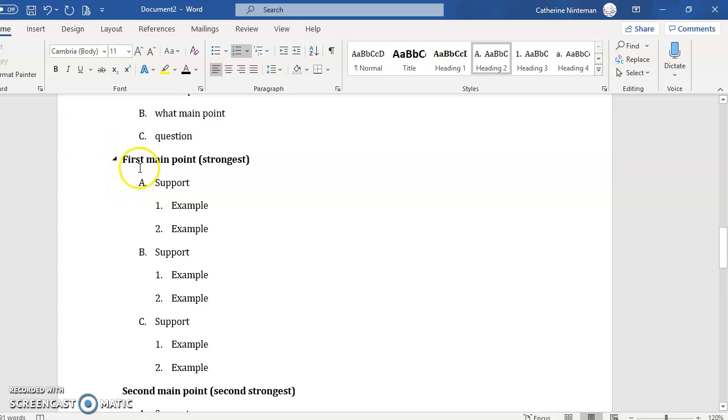Your main body generally consists of 3 main paragraphs or more, depending on what you're researching or writing about, but they're all generally the same. You have your main point and then 3 supports with 2 examples or sources that you found those examples from.